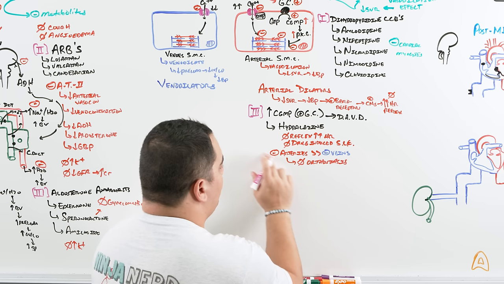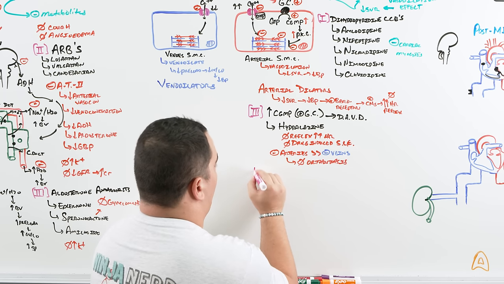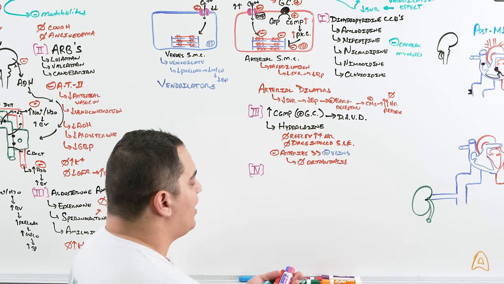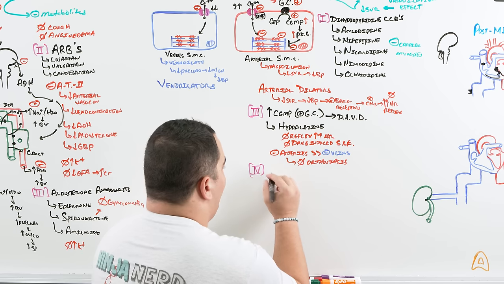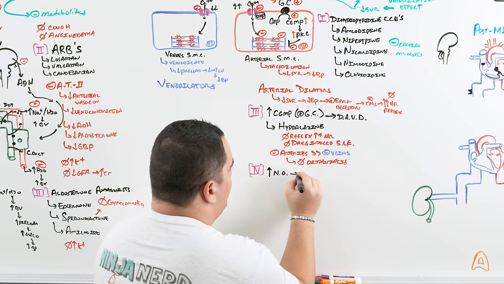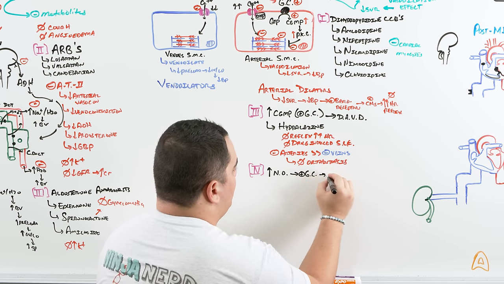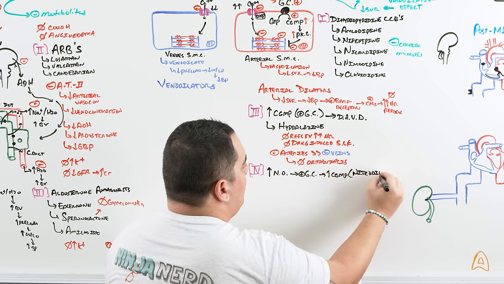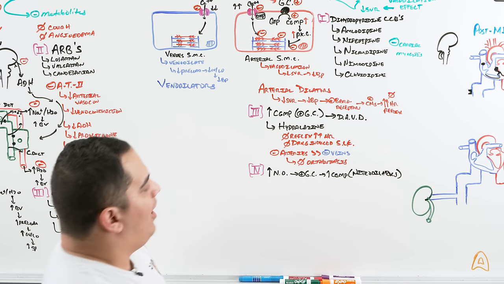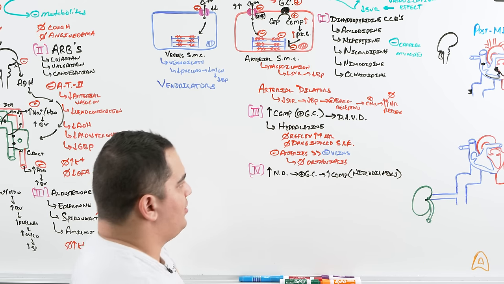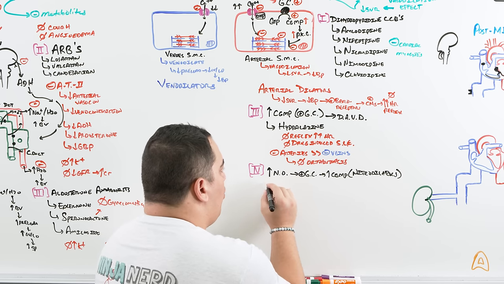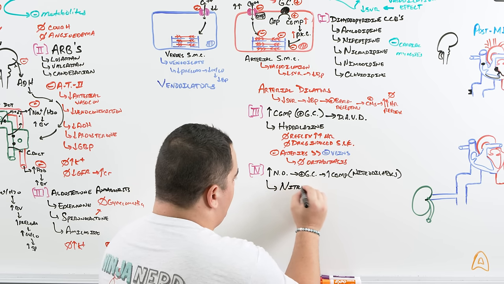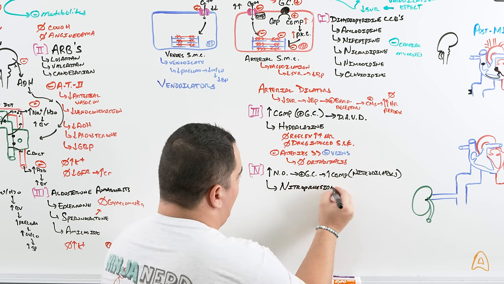But the next one here is we're gonna put this in the fourth category. So these are the ones that actually work to increase nitric oxide, which helps to stimulate guanylyl cyclase, which helps to increase cyclic GMP. These are called nitrodilators. Now, with these nitrodilators, there's actually a couple of them. The one that's primarily gonna dilate arteries is what's called nitroprusside. So there's another drug here called nitroprusside.